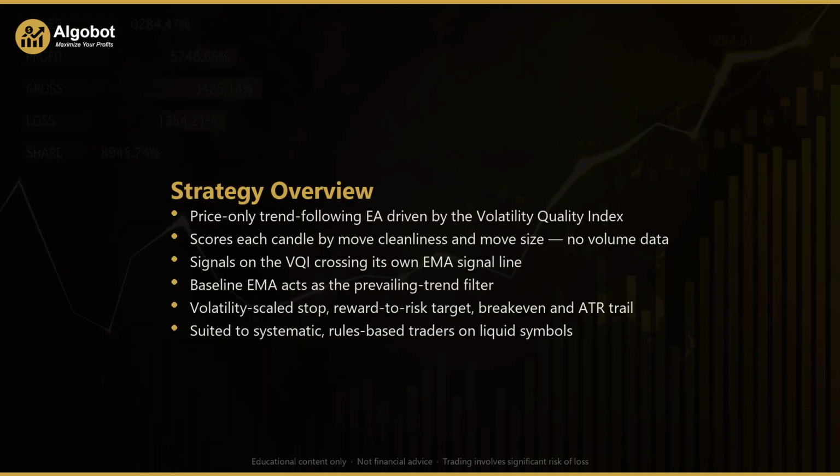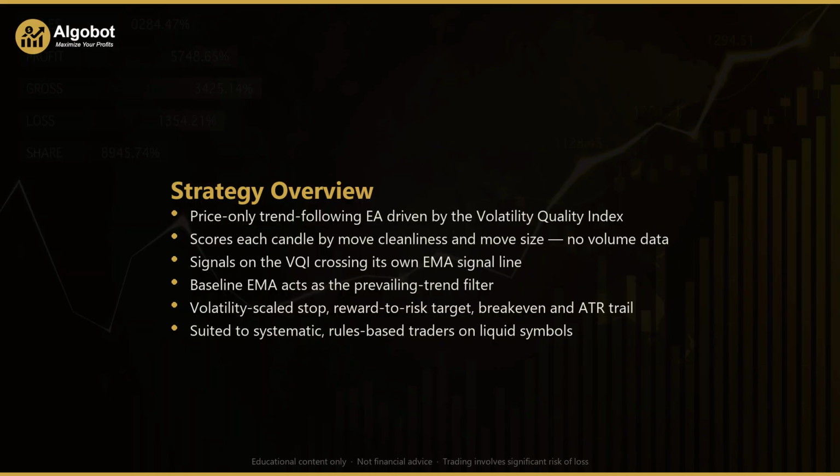So what exactly does Volatility Quality Trend Shift do? At its heart, this is a trend-following expert advisor that trades a single symbol on a single time frame. It's designed with liquid markets in mind, such as a major foreign exchange pair, a metal, or an index, on time frames ranging from 15 minutes up to 4 hours. The engine behind it is a price-only indicator called the Volatility Quality Index, or VQI for short. Unlike many tools, it uses no volume data at all.